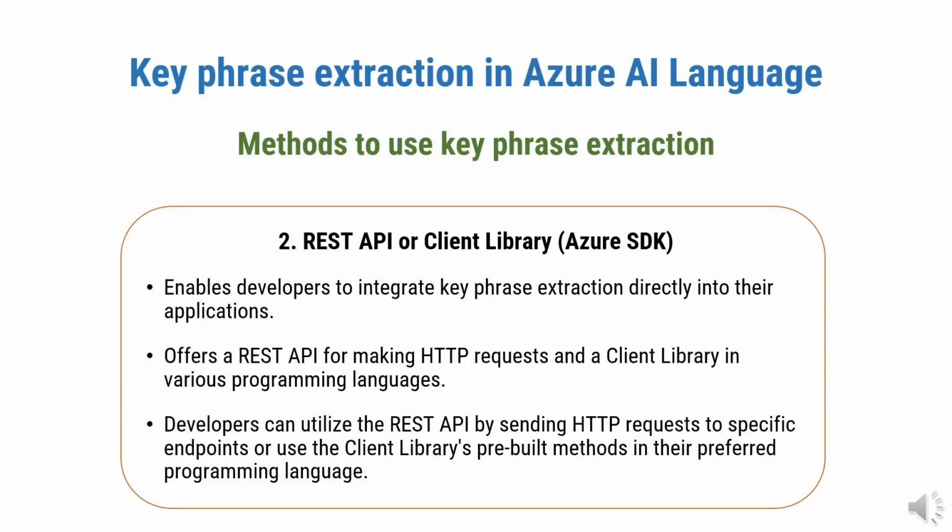REST API or client library enables developers to integrate key phrase extraction directly into their applications. It offers a REST API for making HTTP requests and a client library in various programming languages. Developers can utilize the REST API by sending HTTP requests to specific endpoints or use the client library's pre-built methods in their preferred programming language.